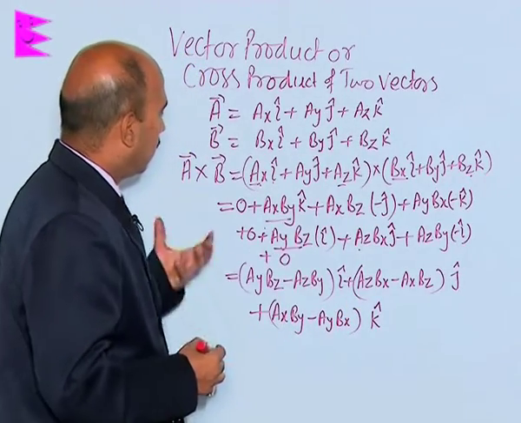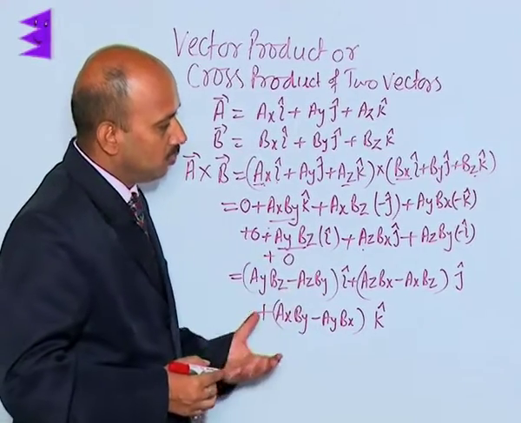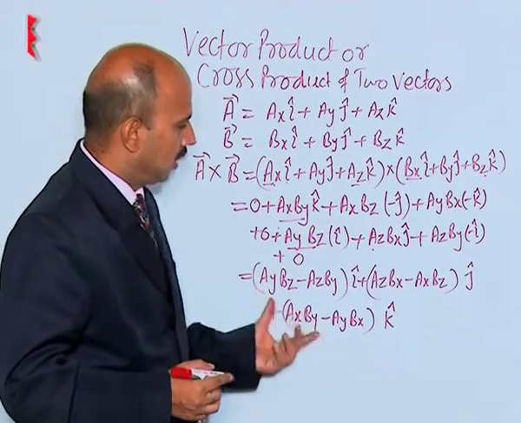So this is the cross product of two vectors in Cartesian coordinates. This can also be written in the determinant form, and directly this equation can be written.